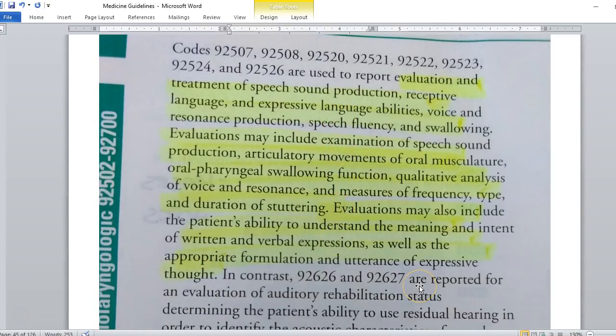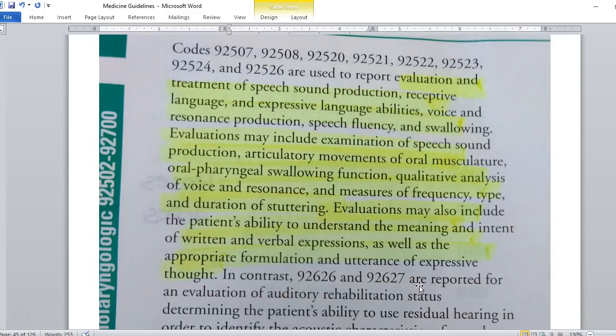So we have a couple different types, and one of the big things that you have to remember with medicine is, yes, it's about the guidelines, but it's also about understanding the wording and making sure that we're connecting the guidelines to the code itself. So codes 92507 to 92526 are used to report the evaluation and treatment of speech sound production, so being able to produce sound, receptive language, being able to understand it, expressive language ability, being able to express yourself, and voice and resonance production, being able to actually form the words and get them out of your voice box, speech fluency, and swallowing.